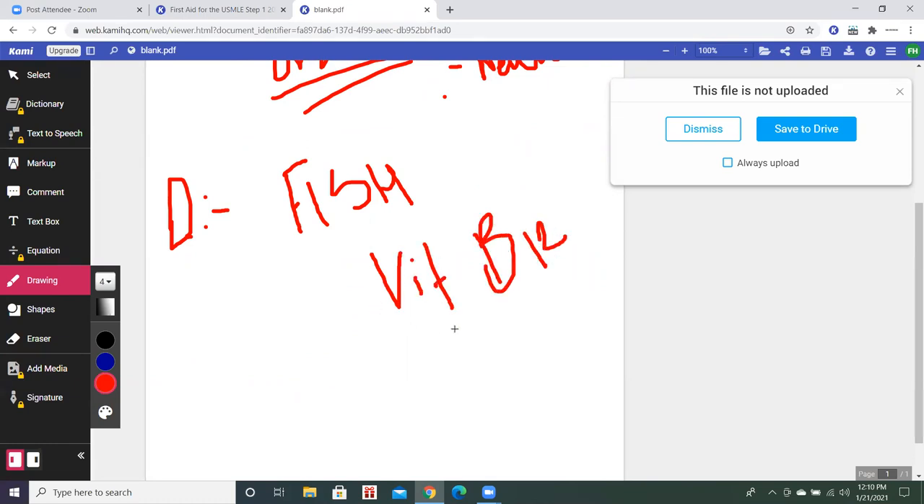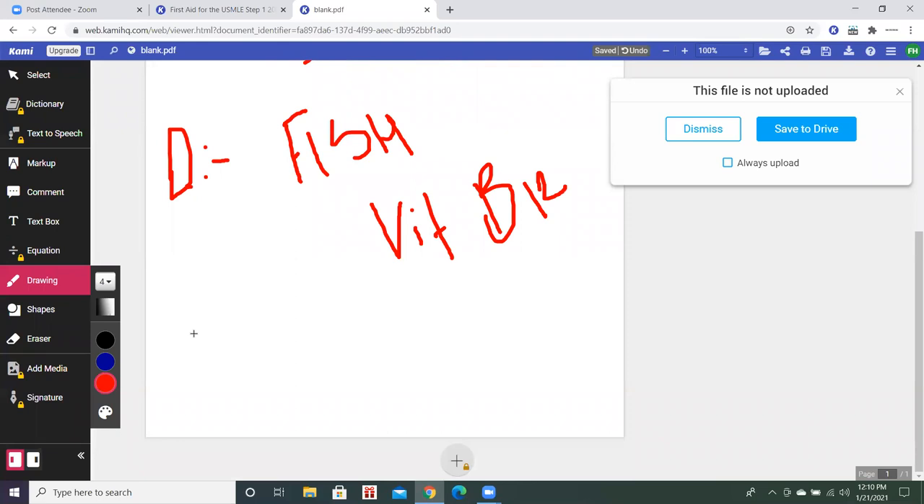They cause vitamin B12 deficiency, and as a result, what type of anemia can happen in these patients? Fast answers. Megaloblastic. Very good. Last one. Last one is Echinococcus granulosus. This is the highest yield one out of all three.